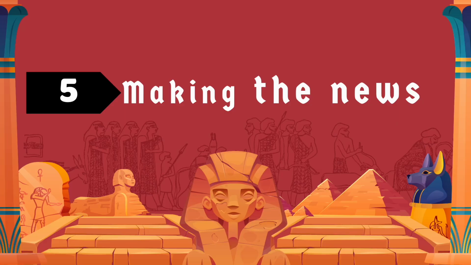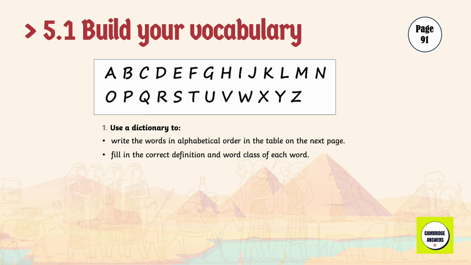Chapter number 5, Making the News. Exercise 5.1, Build your vocabulary. Use a dictionary to write the words in alphabetical order in the table on the next page. Fill in the correct definition and the word class of each word.